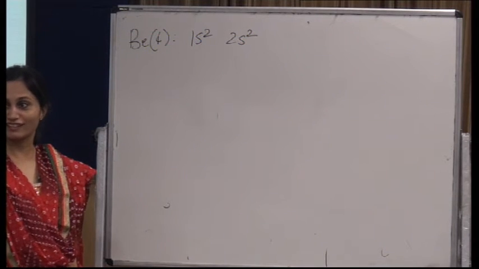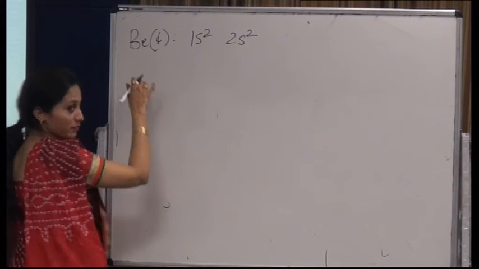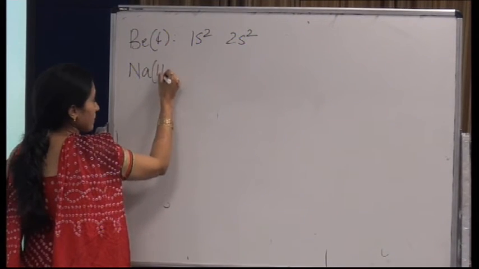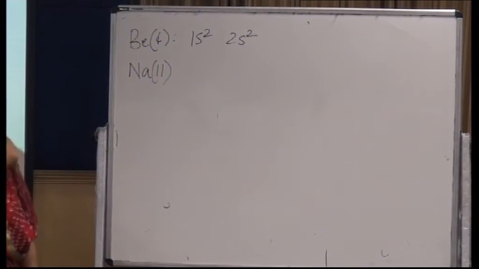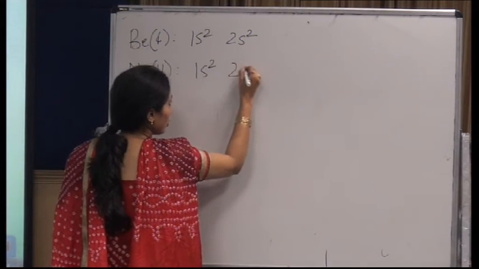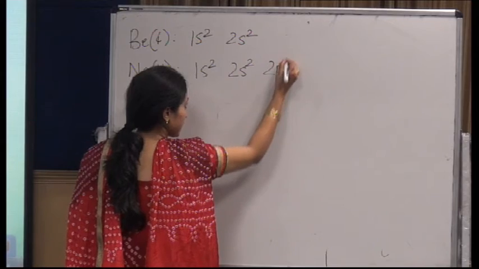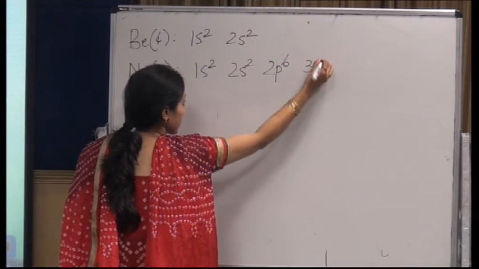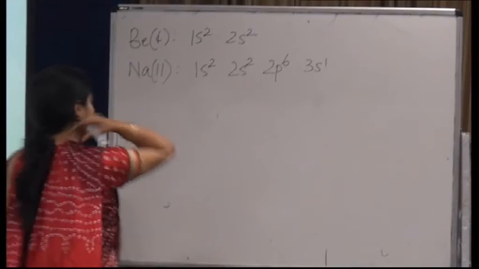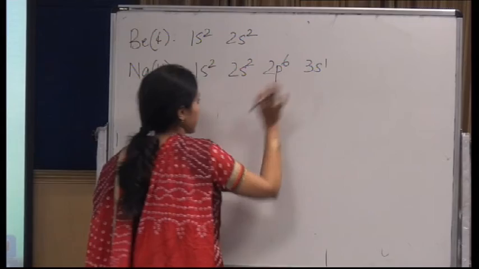Then what was the next that I gave? Sodium. Sodium is 11. All of you remember it? Yes, ma'am. 11 will be what? 1s2, 2s2, 2p6, 3s1. I hope all of you are referring to the Aufbau's table. Right? So you have 1s2, 2s2, 2p6, 3s1.